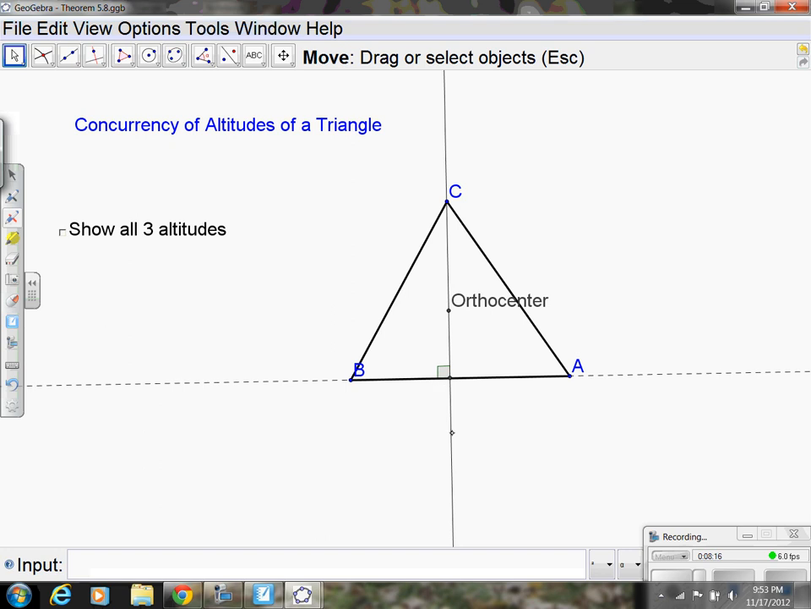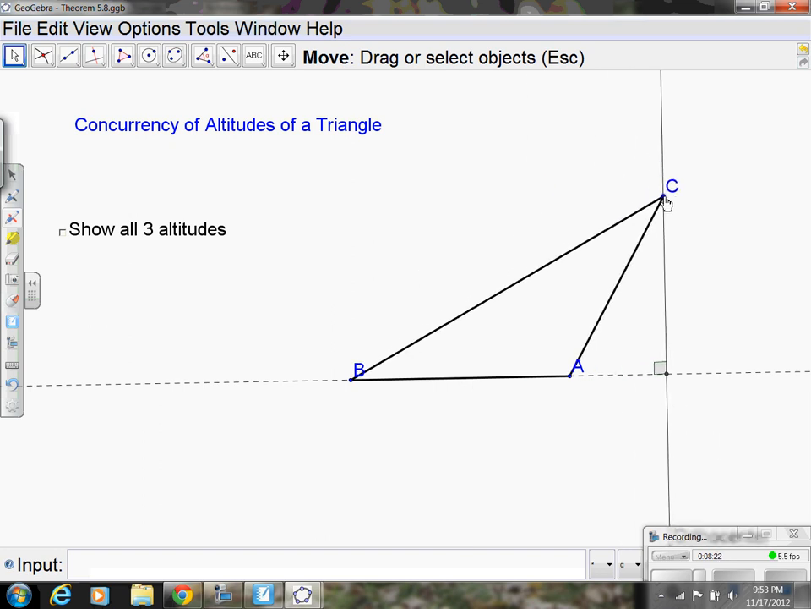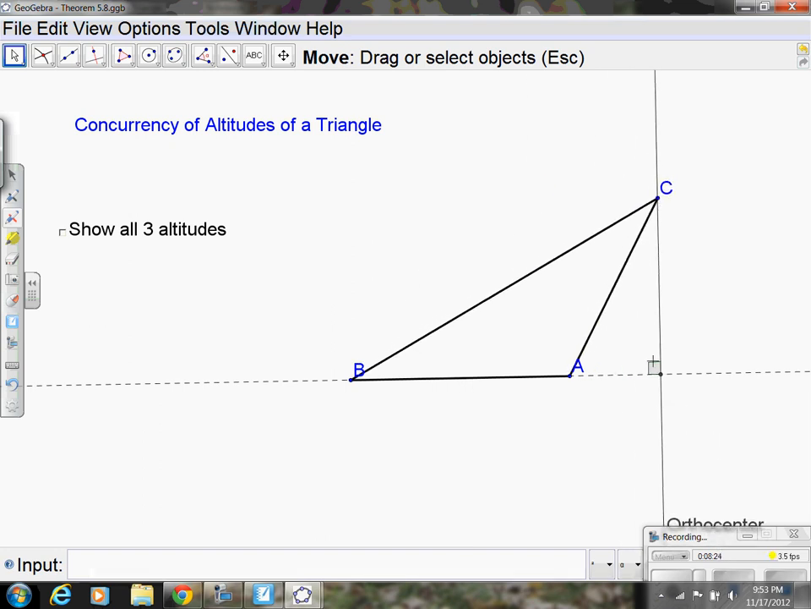Right now I have 1 altitude. Remember, it's perpendicular to the base. The base does not always have to be on the bottom. Notice sometimes the altitude is on the outside. And I'm going to click this button here, and it's going to show me all 3.